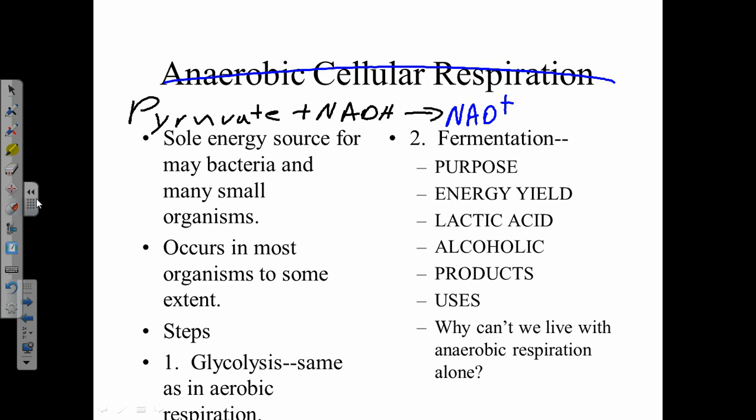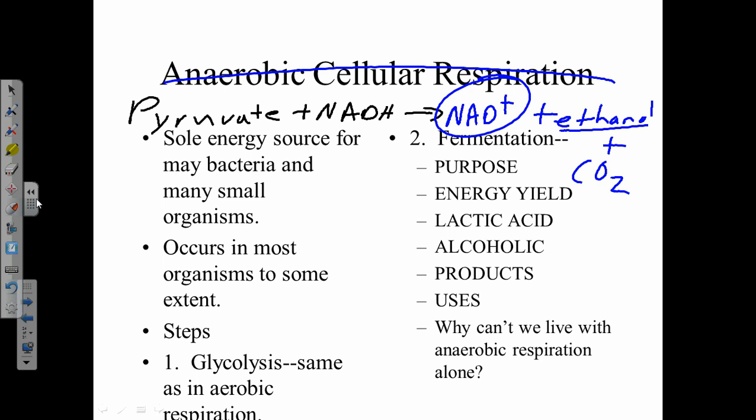If this is happening in, say, a yeast, they're doing it for this reason, but what's the yeast going to give off as waste? Ethyl alcohol, or ethanol, and carbon dioxide, right? CO2. And this is why we use yeast to make bread. The alcohol gives flavoring to the bread. Carbon dioxide does what? It makes the bread rise.